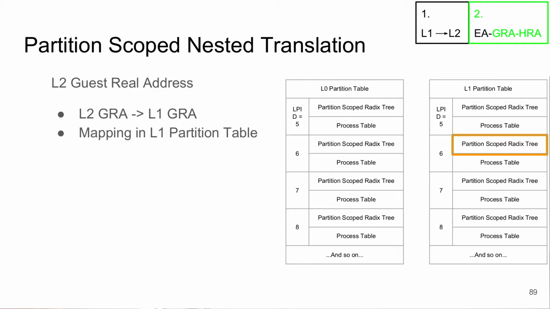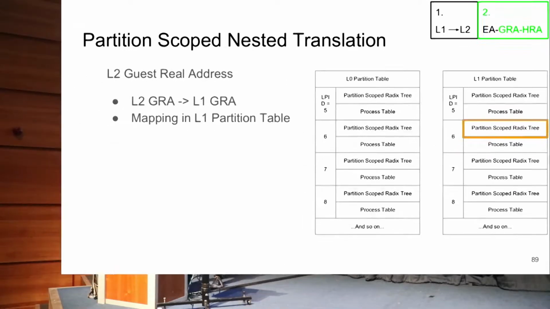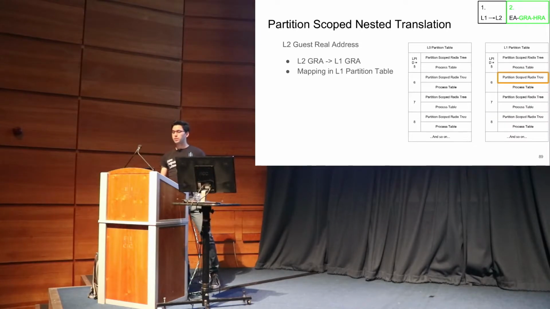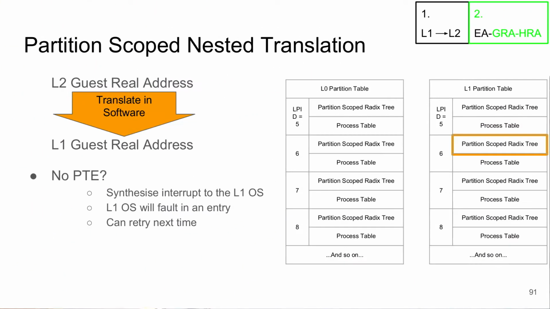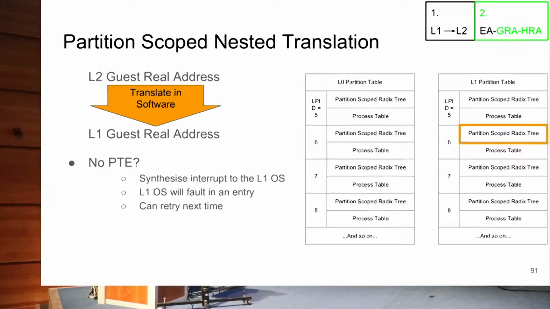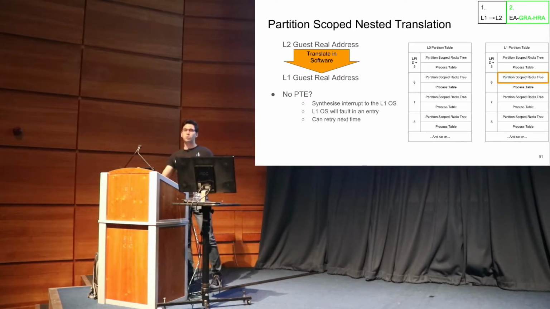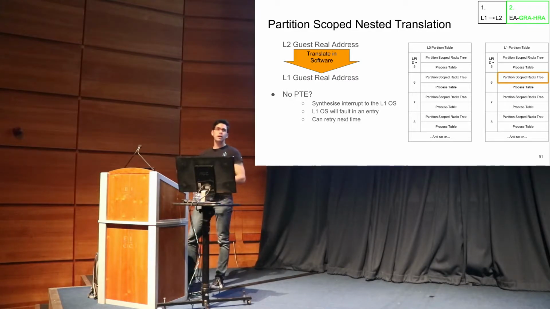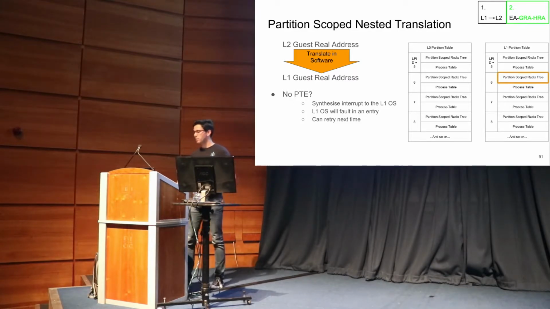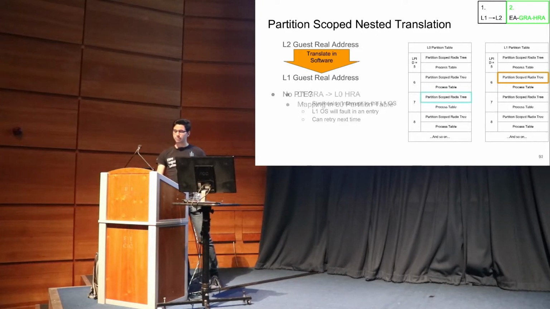So we start off with our level 2 guest real address. That's what we got from the page fault. And the translation for that into a level 1 guest real address is in the level 1 partition table. And so we just go and walk that in software. Of course, there's always a chance there won't be an entry, in which case we need to synthesize an interrupt to the level 1 operating system. And hopefully it will go and fault in an entry, and next time when we take the same fault, then we can find a translation.